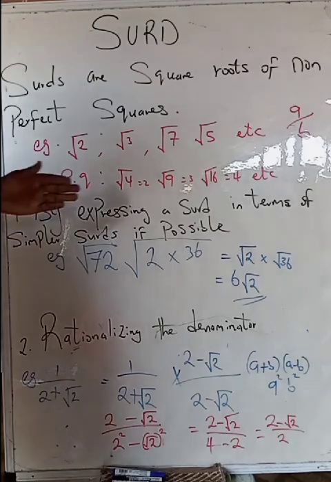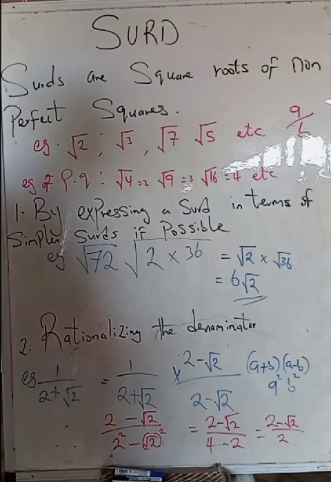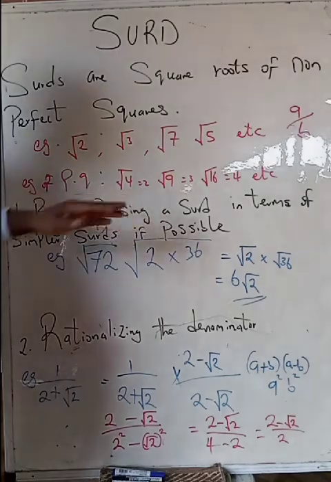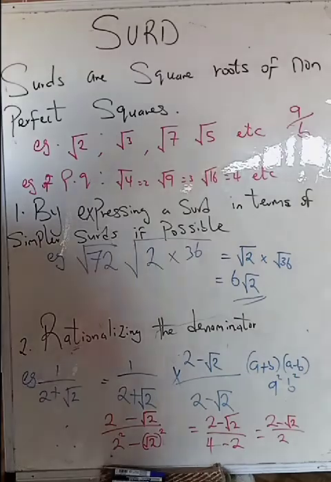Examples of perfect squares are square root of 4, square root of 9, square root of 16, square root of 36. These are perfect squares because their square roots are rational numbers. Their square roots are whole numbers.